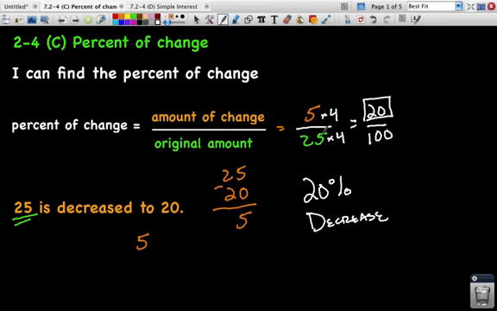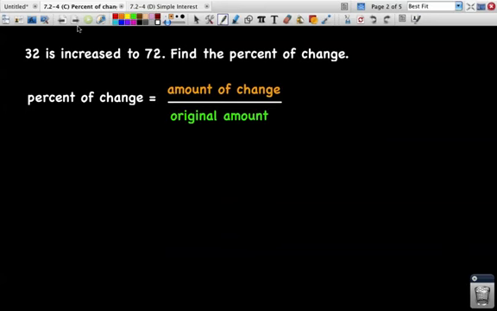And that's it. That's all we're doing for percent of change. We're using this formula of amount of change over the original amount. Once we set up the fraction, we can just determine how we want to convert this fraction into a percentage, either by changing the denominator to 100 or by doing our division to convert it to a decimal. Let's take a look at another problem here.